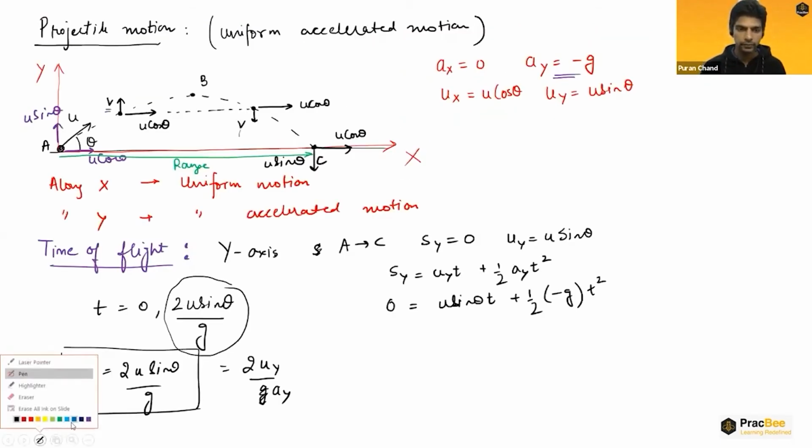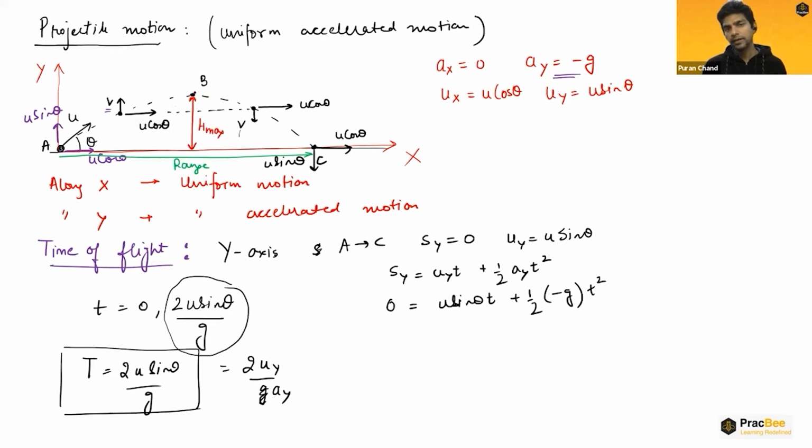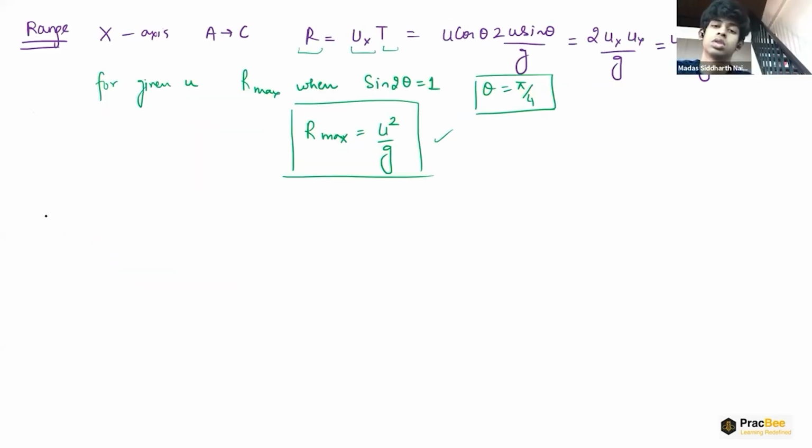Next is the maximum height. So the maximum height will be this: the distance of point B from the ground, right? This is your h max. At the highest point, the velocity in the y direction will be 0. It will have only horizontal velocity, which is u cos theta. Is it clear?